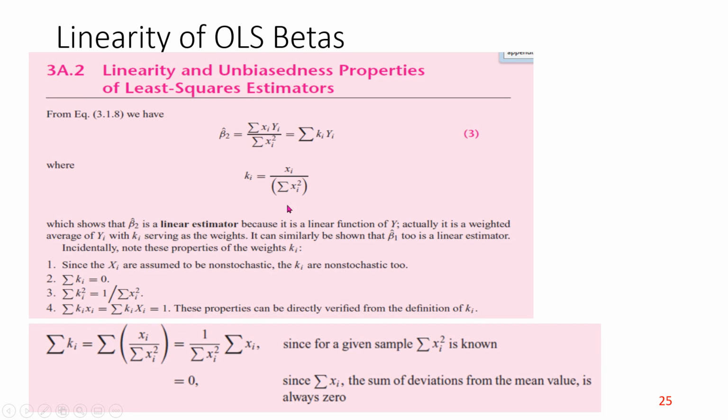That is, if you multiply this whole expression by xi and take the summation, then the resultant will be 1. So these 4 properties will be very useful in some of the derivations that we'll be doing. So it's better to remember these: the sum of ki is 0, the sum of ki square is 1 over the sum of xi square, and the sum of ki times xi is 1.